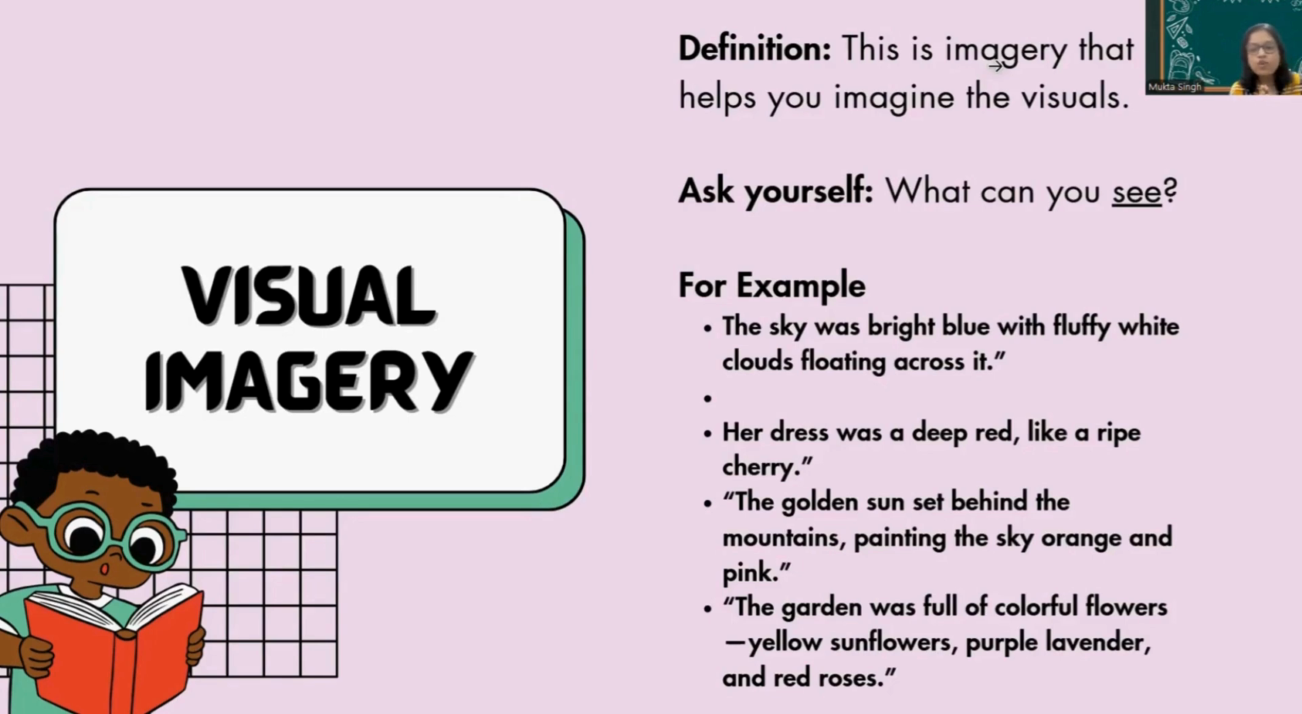Lastly, the garden was full of colorful flowers, yellow sunflowers, purple lavenders, and red roses. So we can easily visualize, we can easily imagine, get a picture in our mind that there's a garden and it's colorful because of the multiple flowers which have different colors. Okay.